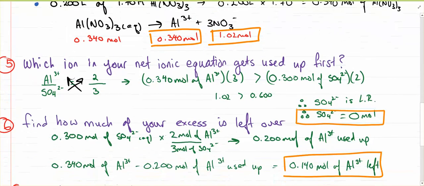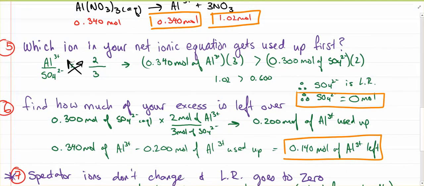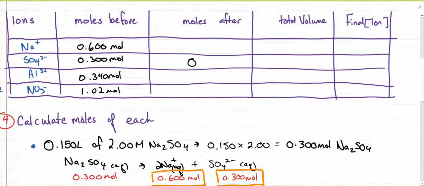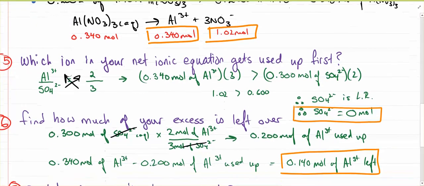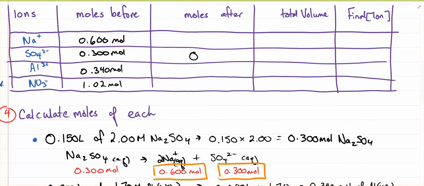I then have to figure out what is my excess and how much is left over. So I take my limiting reagent, which is 0.3 moles of sulfate. I multiply it to get rid of the sulfates and leave me with the amount of aluminum. So that's 0.3 times 2 divided by 3, or 0.200 moles of aluminum used up. I then go back to my original amount of aluminum, which I found for my moles before up here, which is 0.34, and I subtract the amount I used up, the 0.2, and so I'm going to get 0.140 moles of aluminum left over.